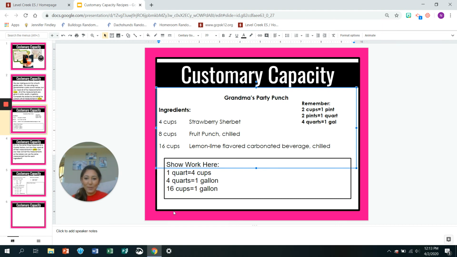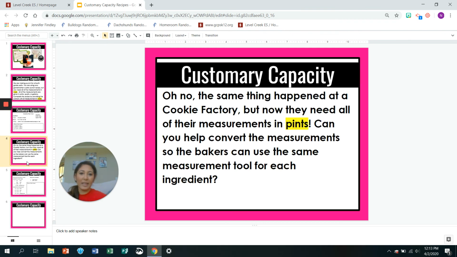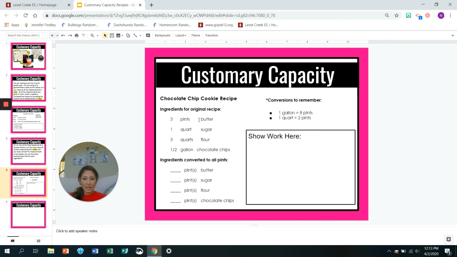All right, so now we have another problem that's similar, and it is about a cookie recipe. It says, oh no, the same thing happened at a cookie factory, but now they need all of their measurements in pints. Can you help convert the measurements so the bakers can use the same measurement tool for each ingredient? And here's our recipe. 3 pints of butter, 1 quart of sugar, 3 quarts of flour, 1/2 gallon of chocolate chips. And now we're changing everything into pints.